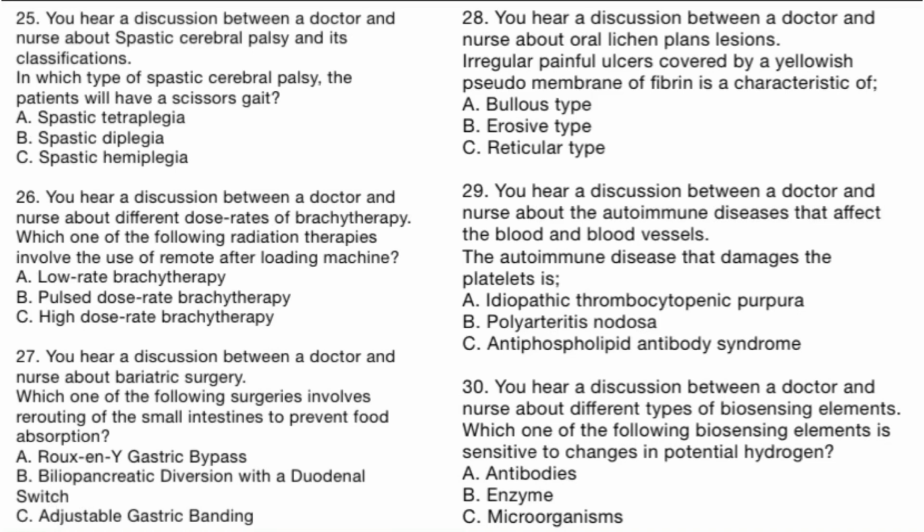Question 27. You hear a discussion between a doctor and a nurse about bariatric surgery.